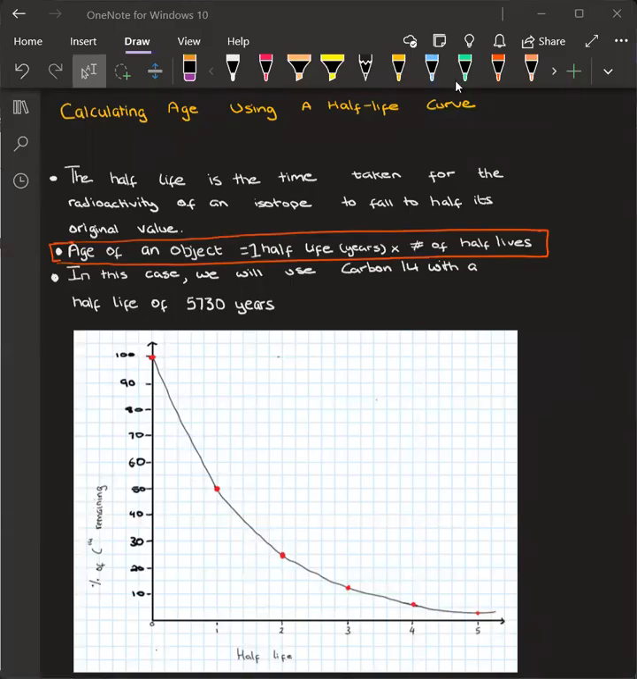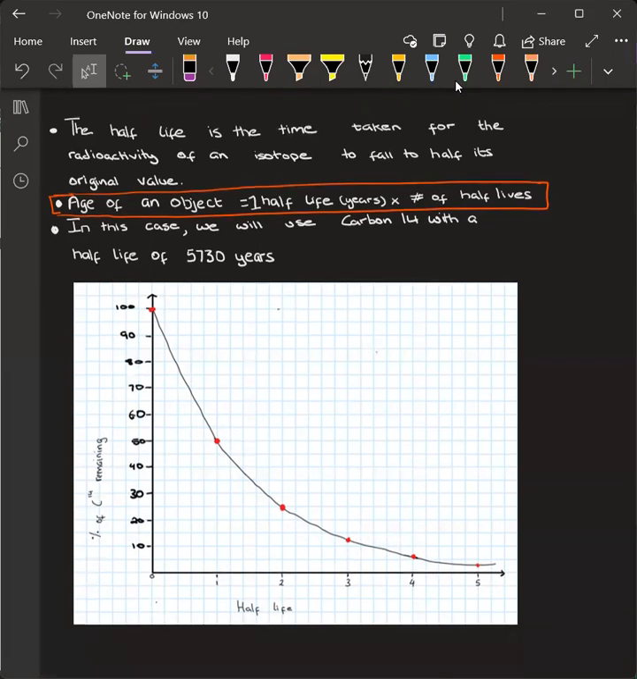Welcome to calculating age using a half-life curve. The half-life is the time taken for the radioactivity of an isotope to fall to half its original value. The age of an object is calculated by multiplying the half-life of the isotope times the number of half-lives the object has gone through. In this case, we will use carbon-14 as our isotope with a half-life of 5,730 years.